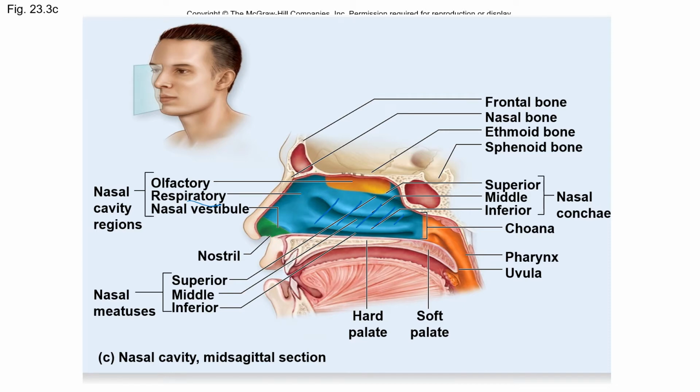Notably marked by three large shell-shaped, spiral formations here called the nasal conchae. There's a superior, a middle, and an inferior one. They're named conchae because they look a little bit like the outer fold of a conch shell. But they're also sometimes referred to as turbinates, turbinate bones.